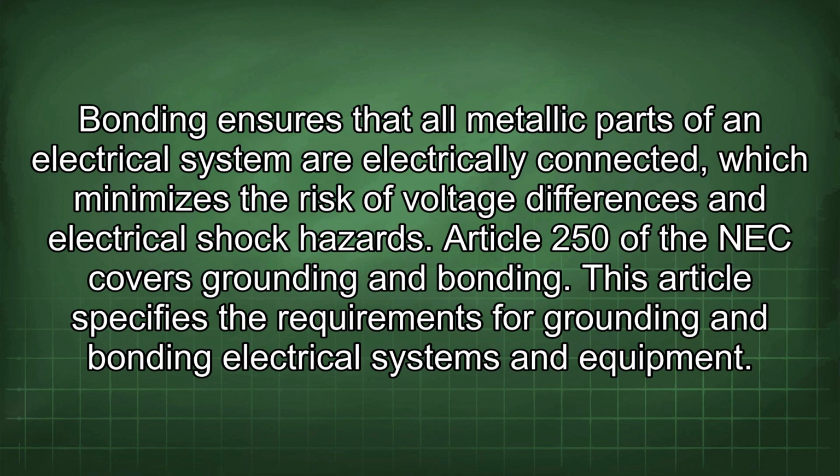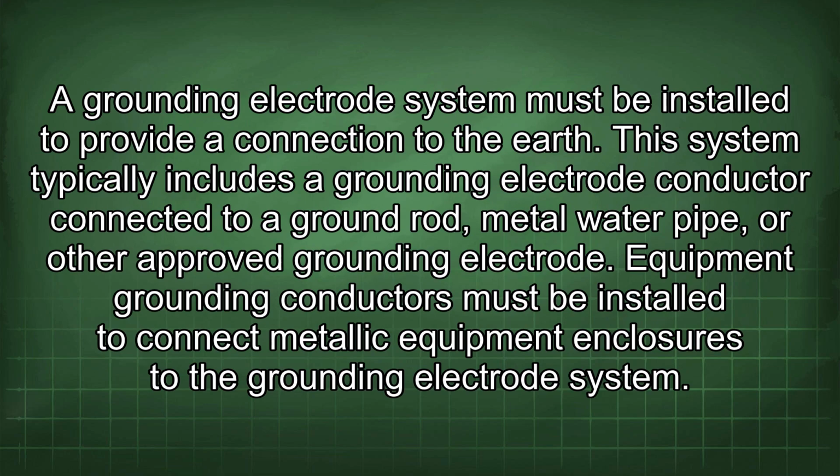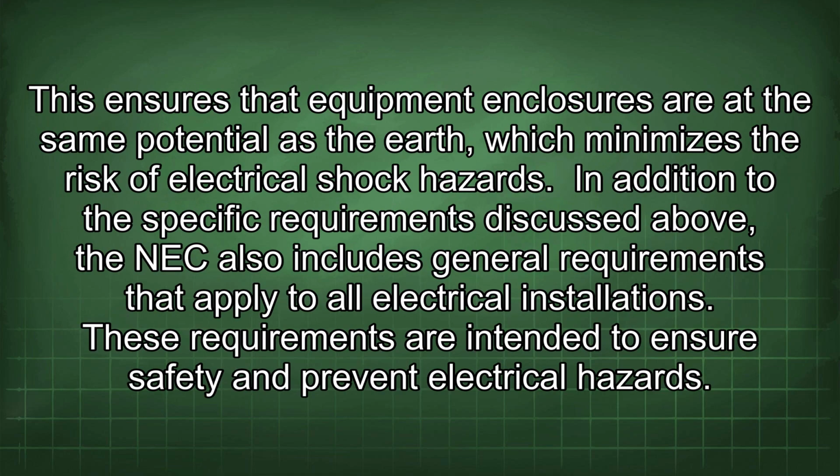This article specifies the requirements for grounding and bonding electrical systems and equipment. A grounding electrode system must be installed to provide a connection to the earth. This system typically includes a grounding electrode conductor connected to a ground rod, metal water pipe, or other approved grounding electrode. Equipment grounding conductors must be installed to connect metallic equipment enclosures to the grounding electrode system. This ensures that equipment enclosures are at the same potential as the earth, which minimizes the risk of electrical shock hazards.